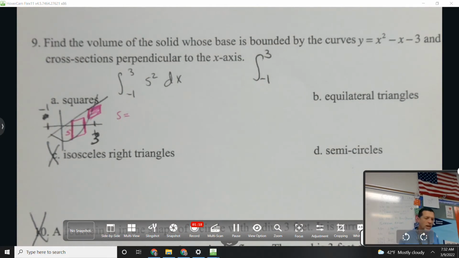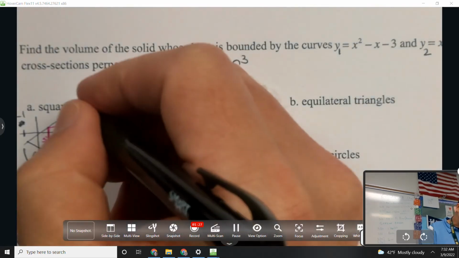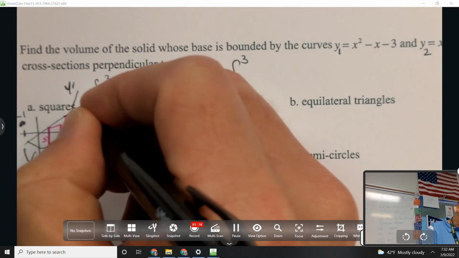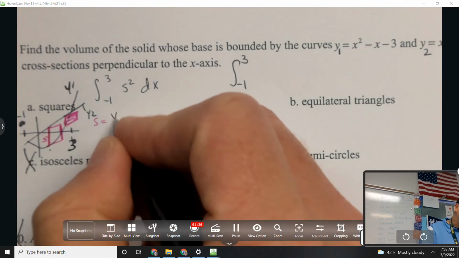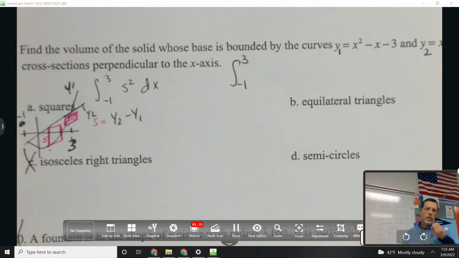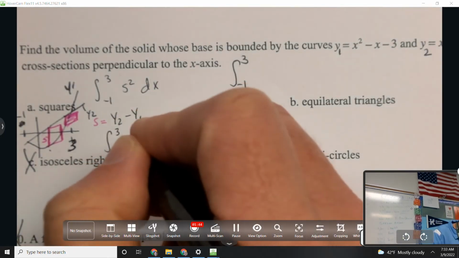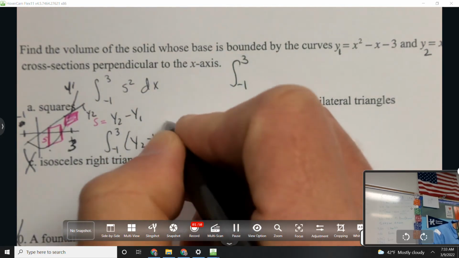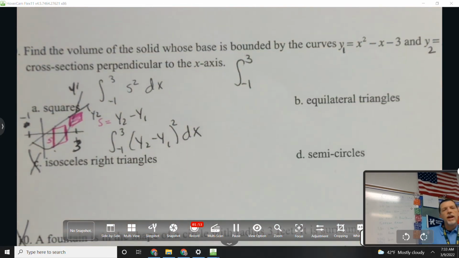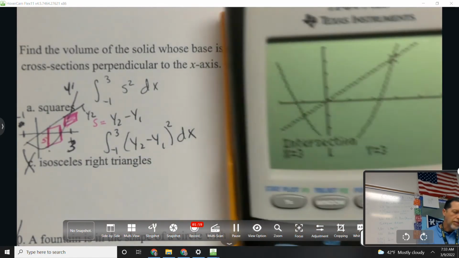So can you tell by looking what s is going to equal? And if we labeled them y1 and y2, see, y1's the parabola, y2 is the line, then s is the top one minus the bottom one, so y2 minus y1. So the integral from -1 to 3, and since my calculator knows y2 and y1, I can just type it in like that. I don't have to put in all the x stuff. I can, but I may as well just use the y1 and y2 stuff.